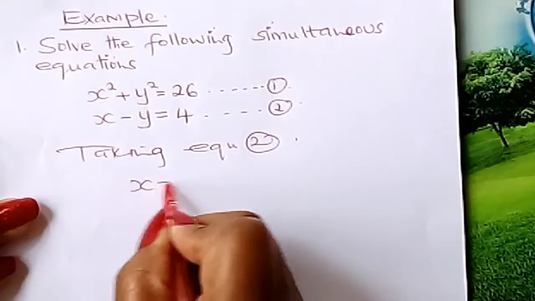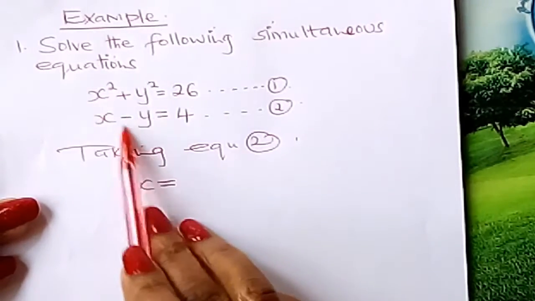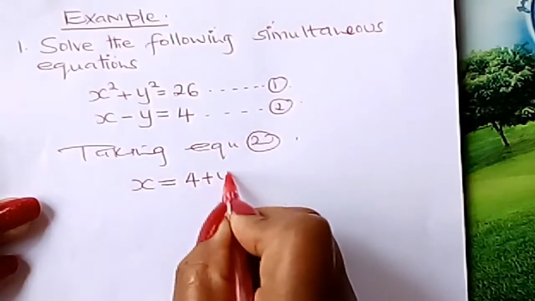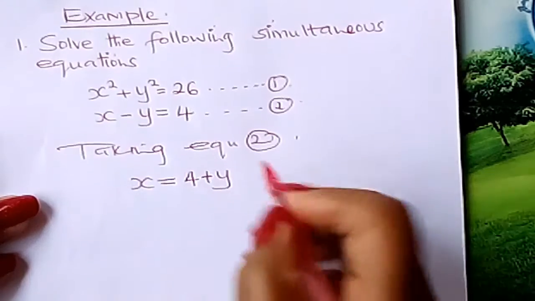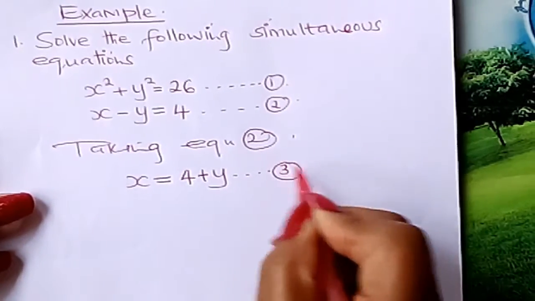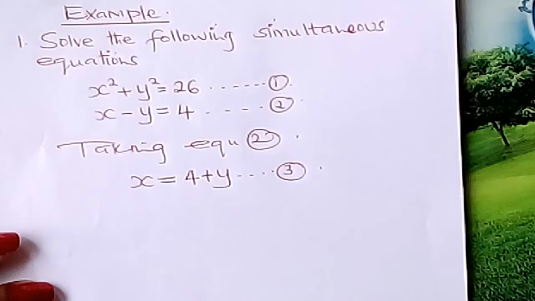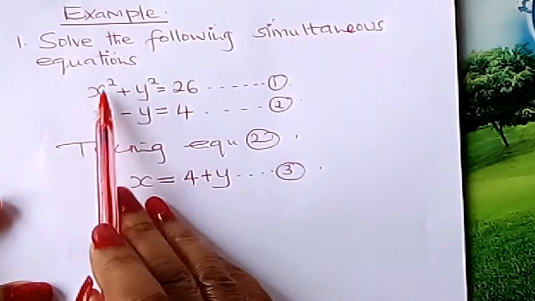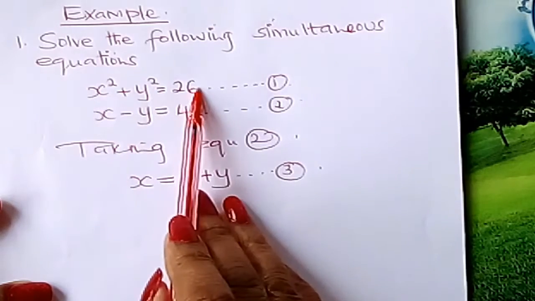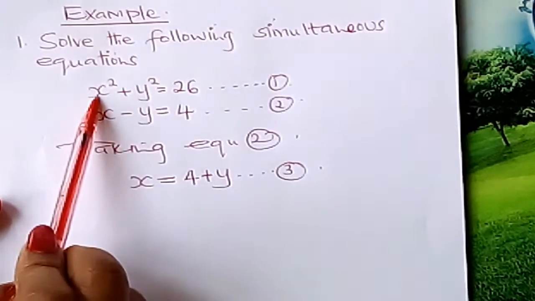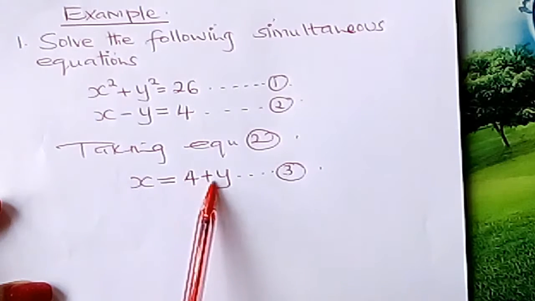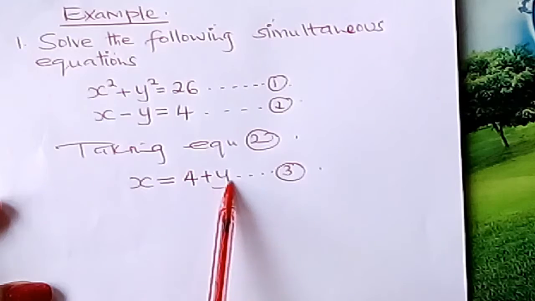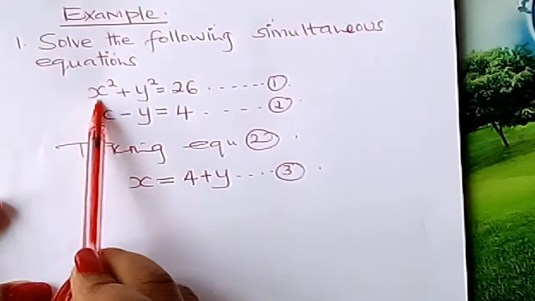So therefore x will be equal to what, learner? Take minus y to this side. So you get 4 plus y. X is 4 plus y. You can call it number 3. Equation 3. From here, learner, take this x to the first equation now. Where you have x, you fix 4 plus y. In other words, substitute 4 plus y in the first equation.